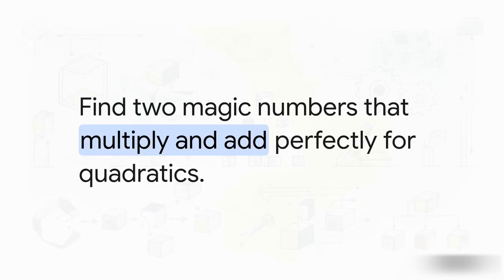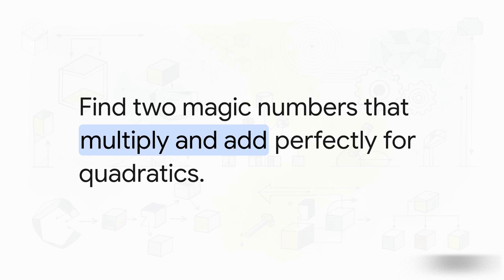Now, skipping ahead to method 4 for just a second, splitting the middle term. You'll use this bad boy for quadratics, like x squared plus 5x plus 6. The whole trick here is finding 2 magic numbers. They have to multiply perfectly to make the constant at the end, which is 6, and they have to add together to make the middle number's coefficient, which is 5.